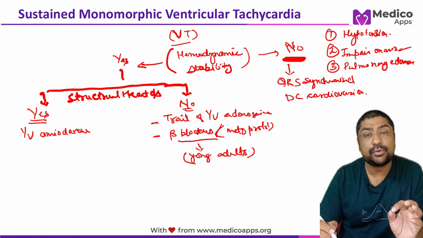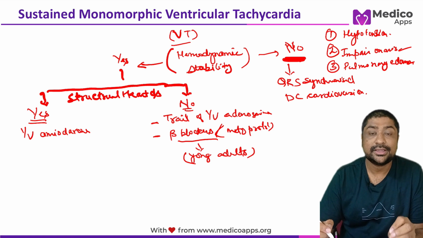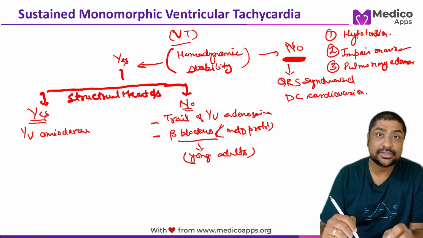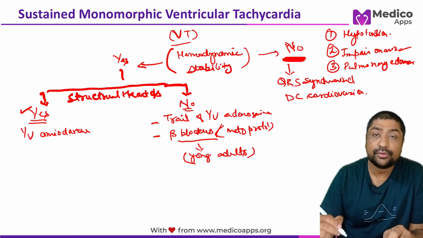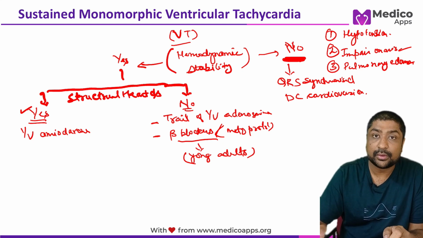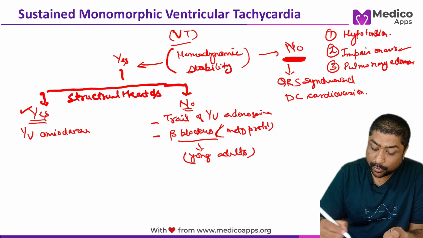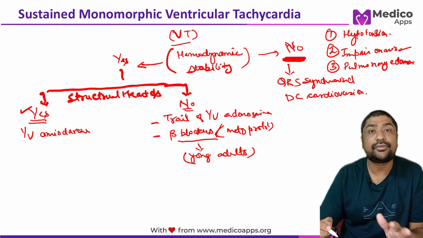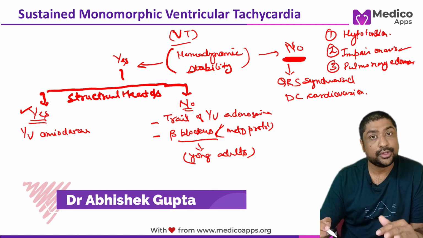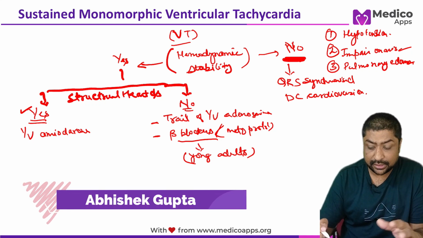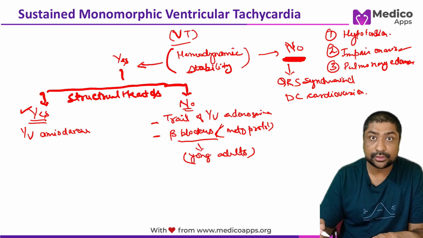So this is how, if a patient is hemodynamically stable and is having structural heart disease, then you will go for IV amiodarone. If he does not have any structural heart disease, then you may go for a trial of adenosine or put him on beta blockers. Now, once you have reverted back to the normal rhythm, you will admit and investigate the patient further and decide on the further management.